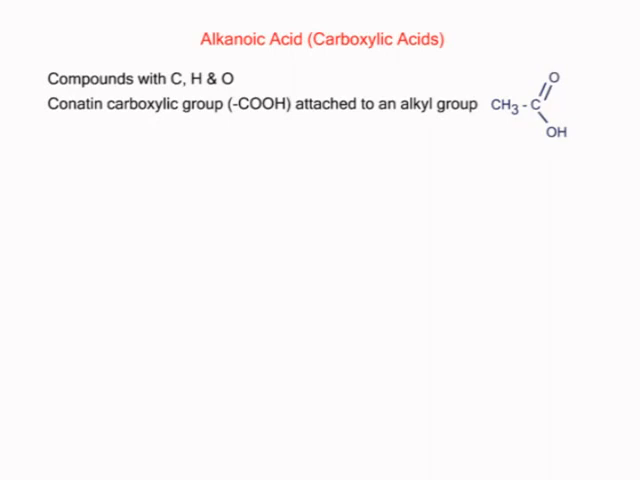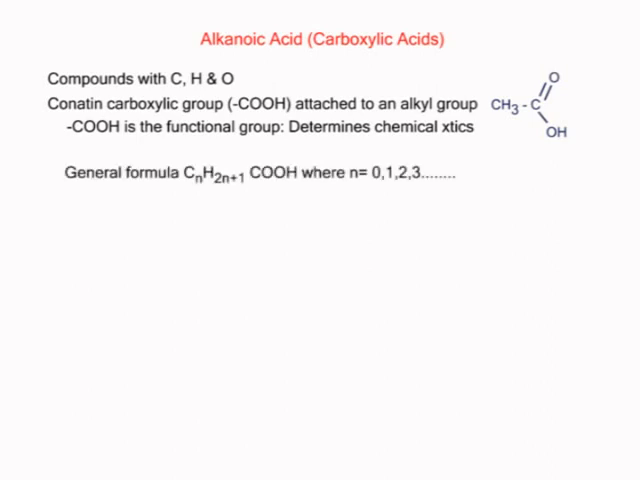Now this group is the functional group and determines the chemical properties of alkanoic acids. The functional group also distinguishes the organic acids from inorganic acids. Alkanoic acids have a general formula of CnH2n+1COOH, where n can be 0, 1, 2 up to infinity. Alkanoic acid is the IUPAC name, while carboxylic acid is a common name.